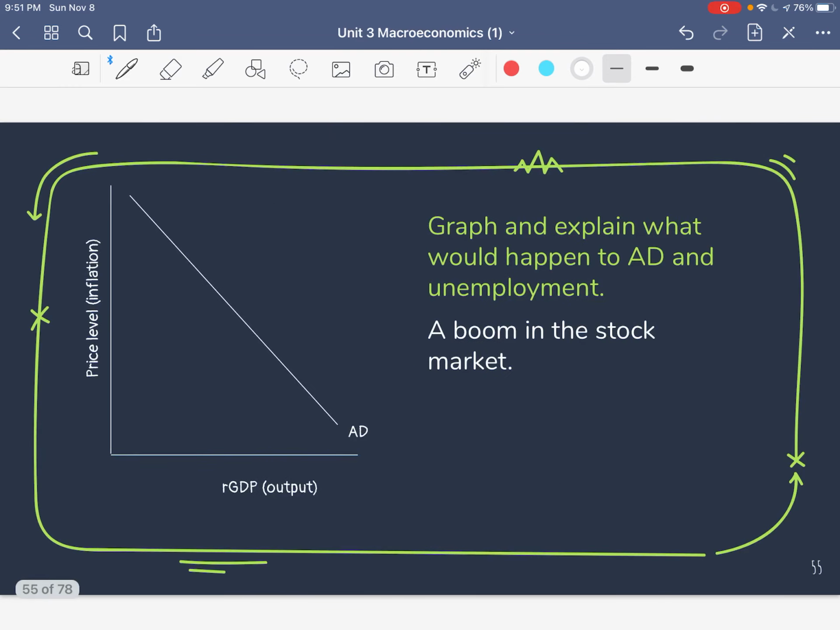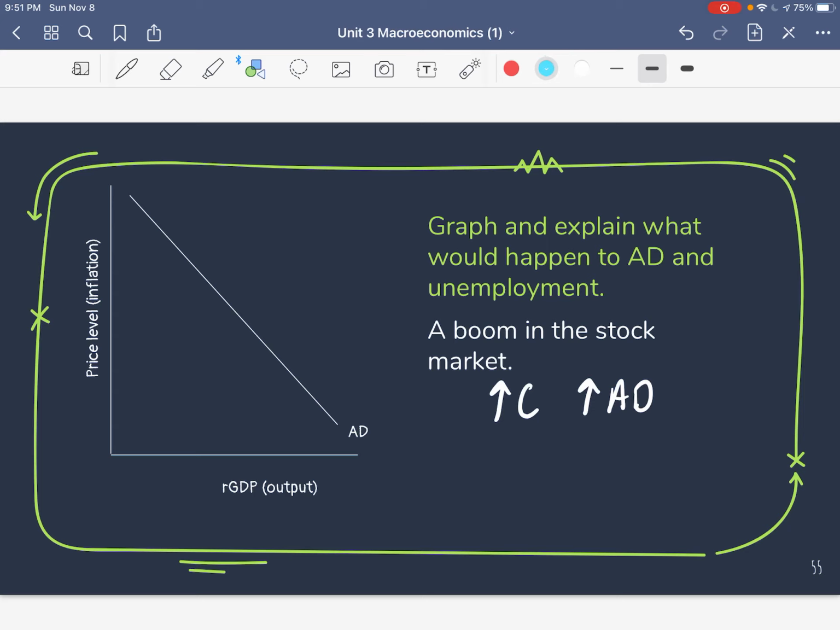Okay? So all the things that we did, let's graph it. I'm going to explain each one again. Remember, a boom in the stock market means that we are increasing our consumer spending because everyone who's invested in stocks now has more money. If we increase consumer spending, we increase AD. What does that look like on a graph? If we increase AD, it shifts it to the right.